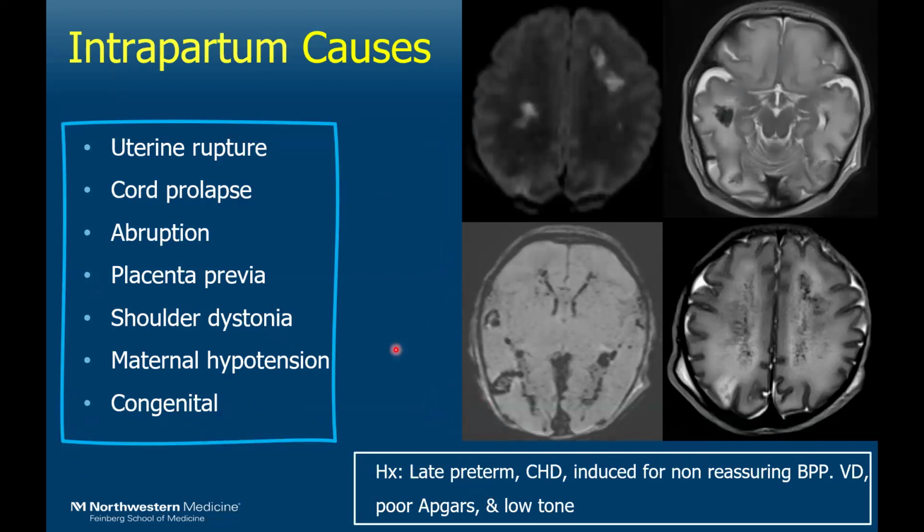This was a late preterm baby found to have congenital heart disease in utero, and they were induced for a non-reassuring BPP. In the maternal fetal medicine world, that's a biophysical profile, which looks at the overall fetal health. They went on to have a vaginal delivery and came out with poor APGARs and low tone. In this case, as you can quite clearly see, there is diffusion restriction in the parenchyma. There are intraparenchymal, intraventricular, and extraaxial hemorrhages. So these are potential causes for HIE.